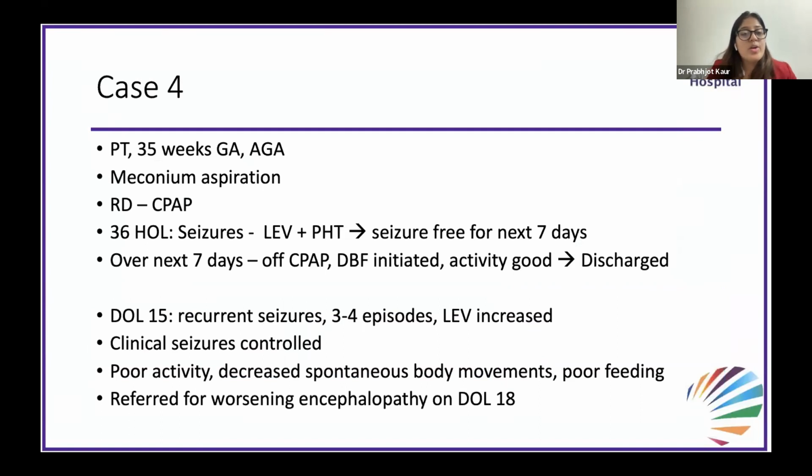So going on to the next case, this was a preterm baby, 35 weeks gestational age, appropriate for gestation, who had meconium aspiration at birth, had respiratory distress requiring CPAP, and at 36 hours of life had seizures, required levetiracetam and phenobarbital, and was seizure-free for the next 7 days.